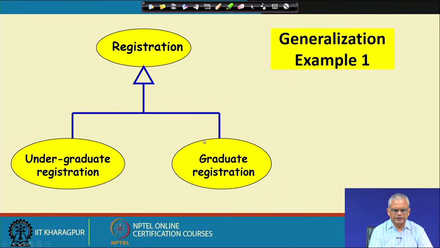And let us assume that registration is more or less the same, they need to enter the semester, the hostel accommodation, etcetera, but there is a minor difference between an undergraduate registration and graduate registration. In undergraduate registration, the registration will not be complete until the fee is paid, whereas in a graduate registration, a question will be asked whether you will pay the fee now or you would like the fee to be adjusted from the scholarship.